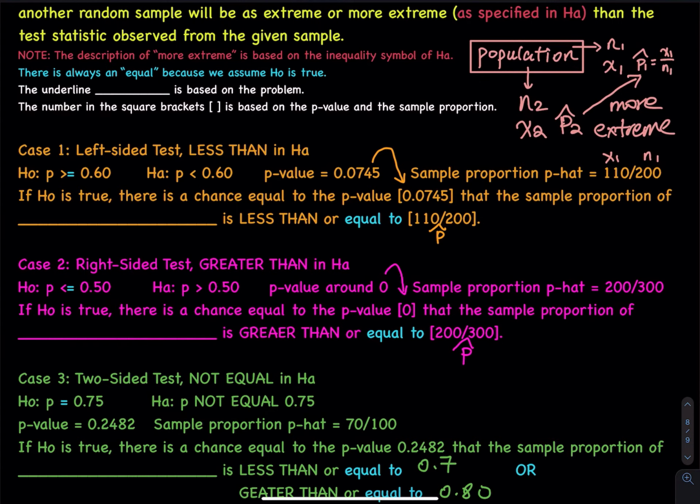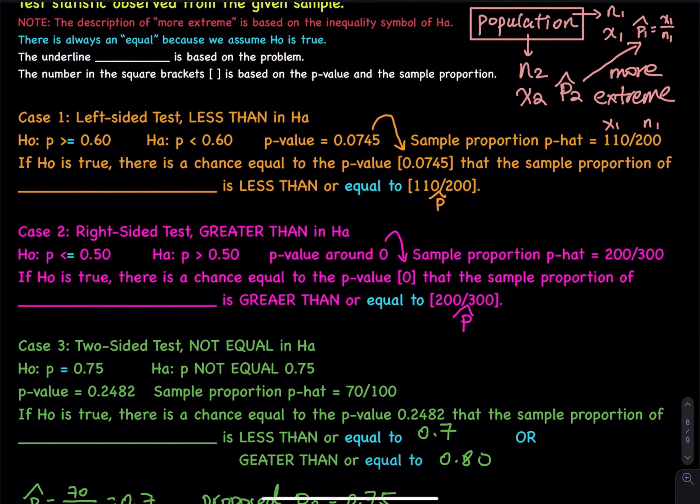And then case 2 is a right-sided test. So for a right-sided test, we have a greater than in HA. The H0 I have is the proportion is less than or equal to 50%, and then HA I have a greater than, and the p-value is around 0. It's a little bit greater than 0, but I would just say it's around 0. And the sample proportion p hat I gave you is 200 out of 300. So 200 is your x1, and 300 is your n1. They gave you a sample and told you the number of successes.